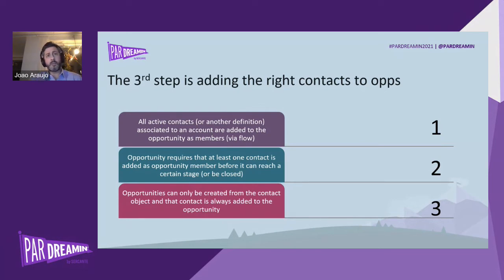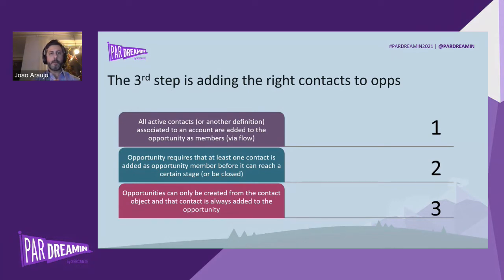If this is not something that you can implement in your organization, number two is another option. You can ensure with your CRM admins that opportunities need to have at least one contact as an opportunity member before it reaches a certain stage, either it's opportunity made or when the opportunity is about to be closed. Or you can even set it in a way that opportunities can only be created from the contact object, which means that there would always be one contact added to the opportunity. But again, you might miss in both number two and number three a lot of measuring from what you have done.